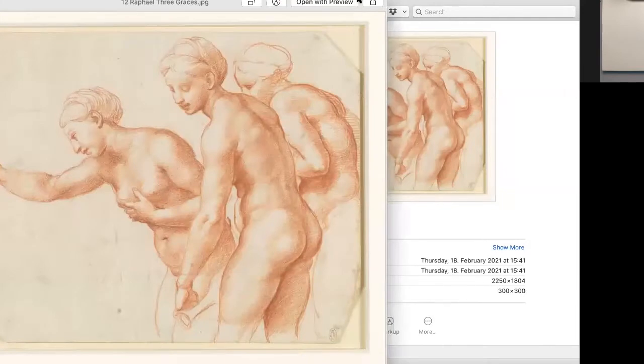And this is a study from Raphael of the three graces. Again, Raphael chose to represent the three graces, one of the most conceptual representations of mythological women in history, with some solid shoulders, triceps, and back muscles. Because, as I said, there was a concept very similar to the idea of the Greeks, that the strength of the body represents the strength of the spirit.